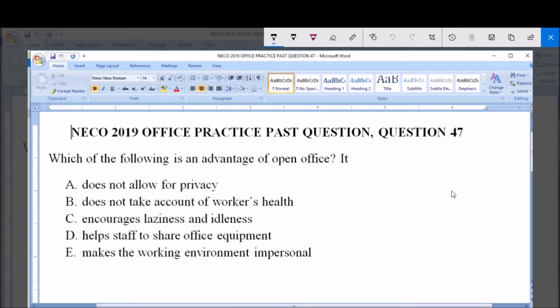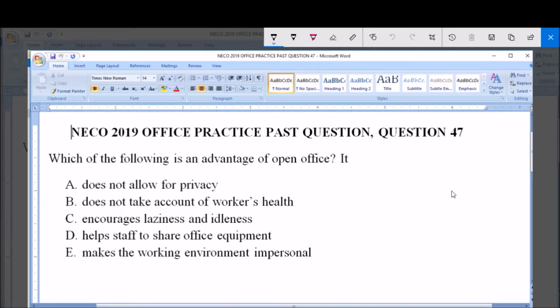I will be answering NECO 2019 Office Practice Past Question, question 47. Which of the following is an advantage of Open Office? A. Does not allow for privacy. B. Does not take account of workers' health. C. Encourages laziness and idleness. D. Helps staffs to share office equipment. And E. Makes the working environment impersonal.